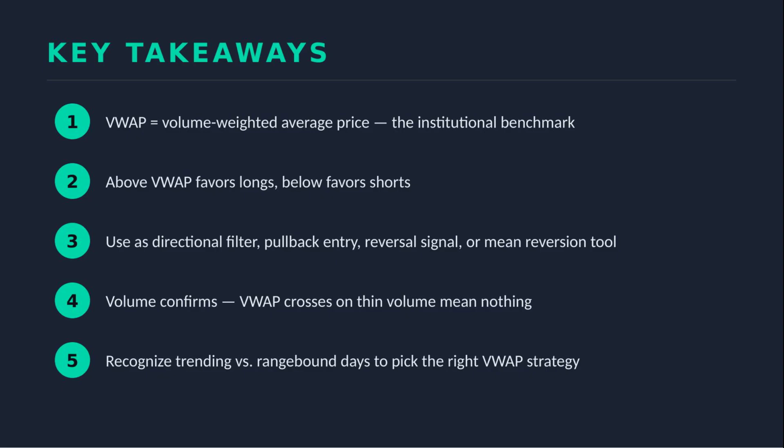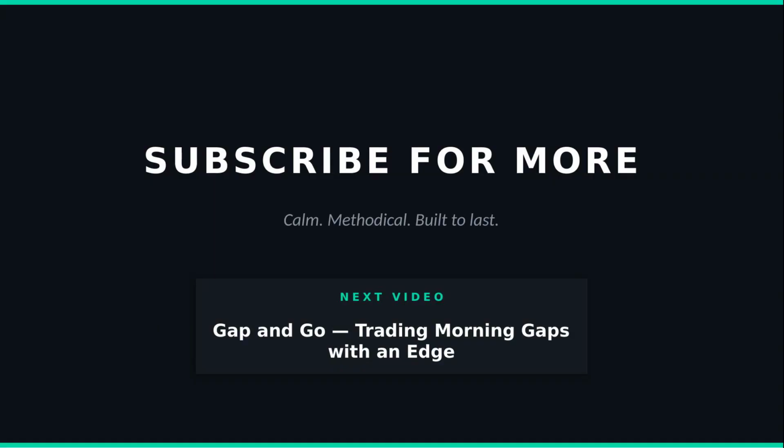VWAP is the average price weighted by volume, the level that institutions use as their benchmark. Price above favors longs. Price below favors shorts. Use it as a directional filter, a pullback entry level, a reversal signal, or a mean reversion tool with standard deviation bands. It's not complicated, but it's powerful. And once you start seeing the market through the VWAP lens, you'll understand why so many professional traders consider it non-negotiable.